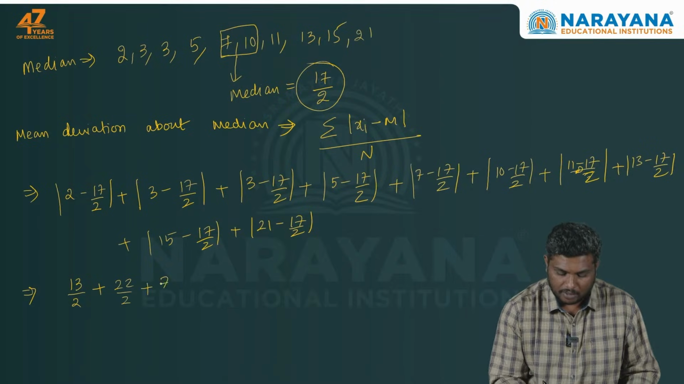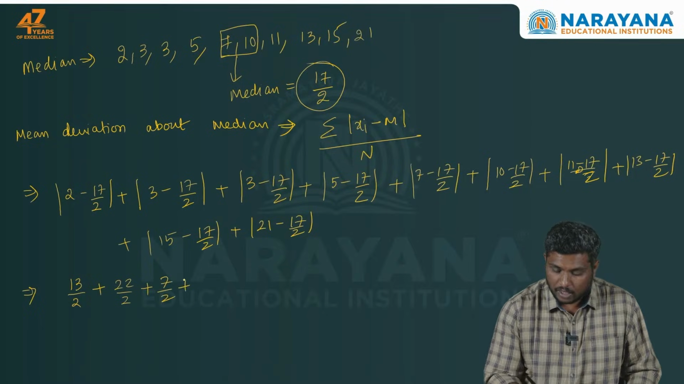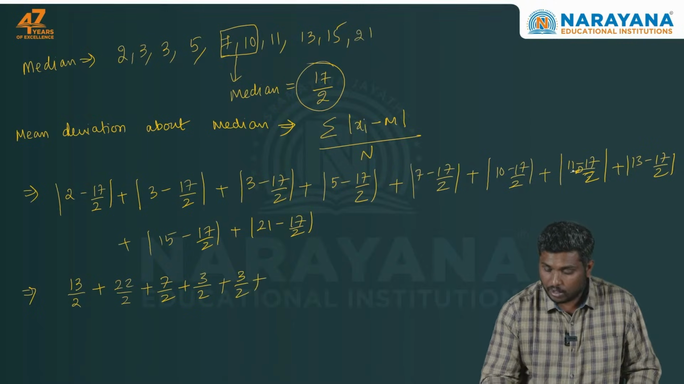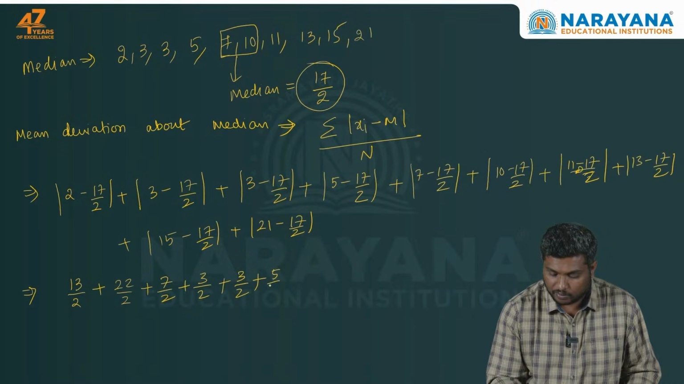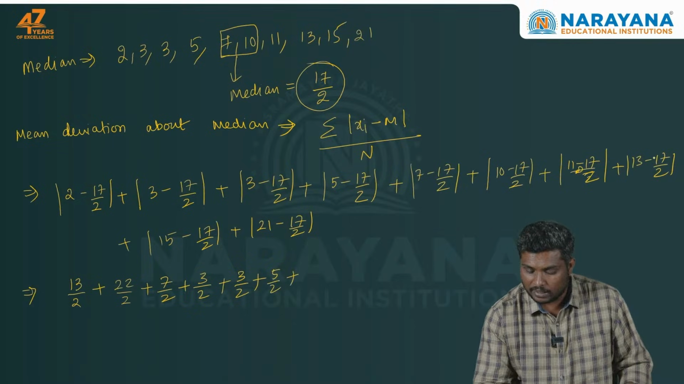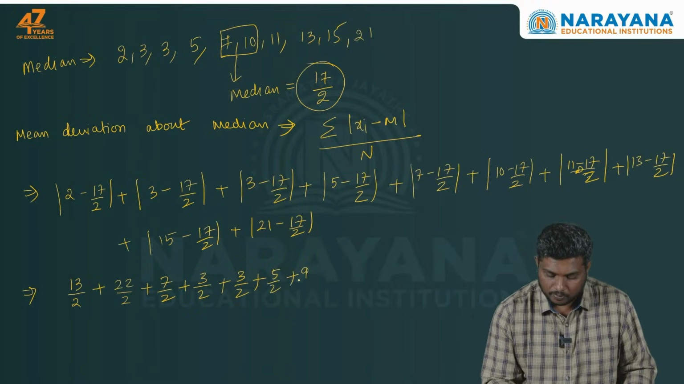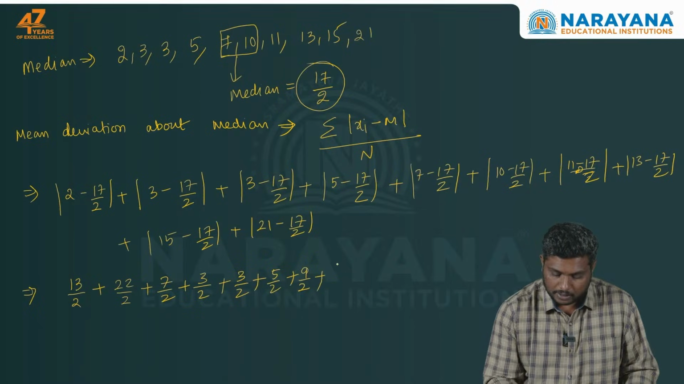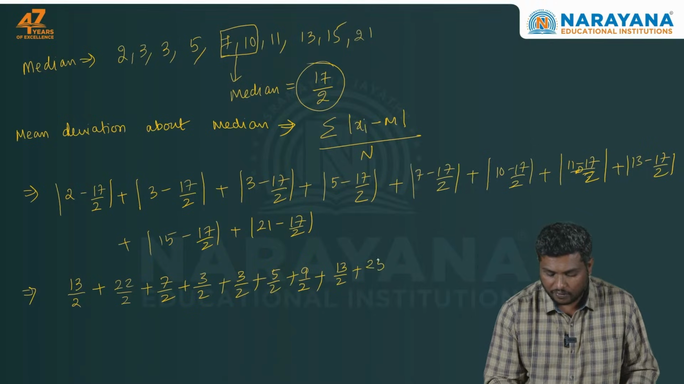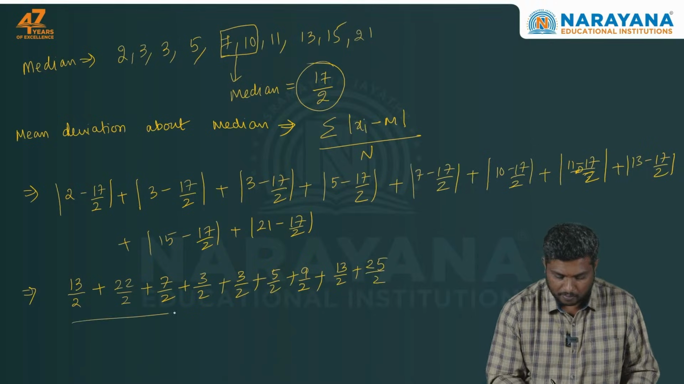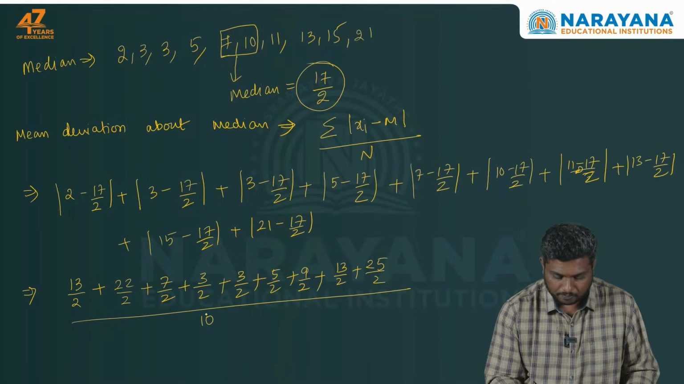10, 7 by 2, and 14, 3 by 2. 2 tens are 20 minus 17, 3 by 2. 22 minus 17, 5 by 2. 26 minus 17, 9 by 2, plus 13 by 2, plus 42 minus 17, which is 25, 25 by 2, whole divided by 10.